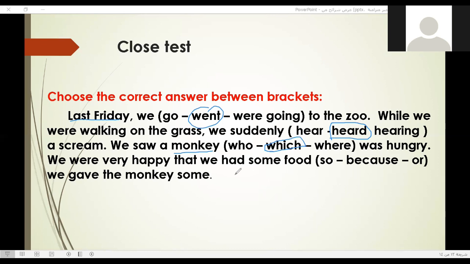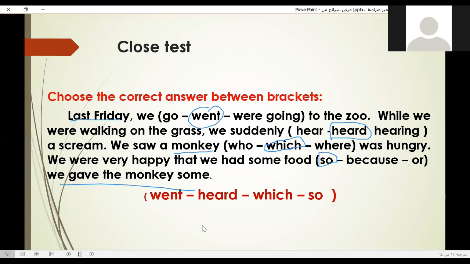We were very happy that we had some food because we gave the monkey some. So we use it for result. Thank you very much. Let's show the answer. You see now: went, heard, which. So very good, Ahmed. Thank you very much. So you have got 4 out of 4. Thanks a lot.